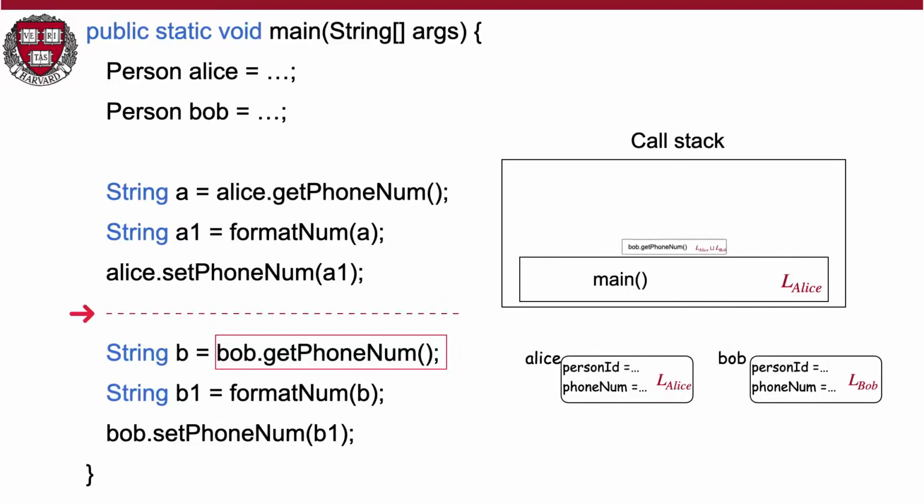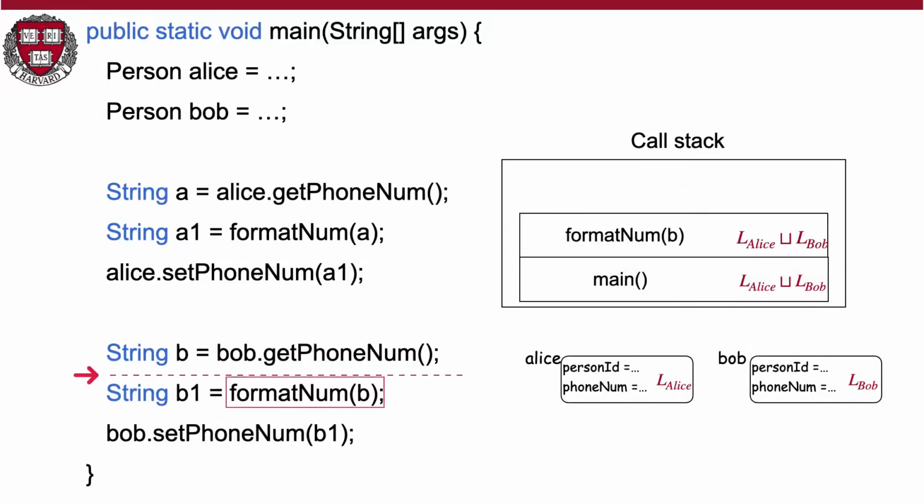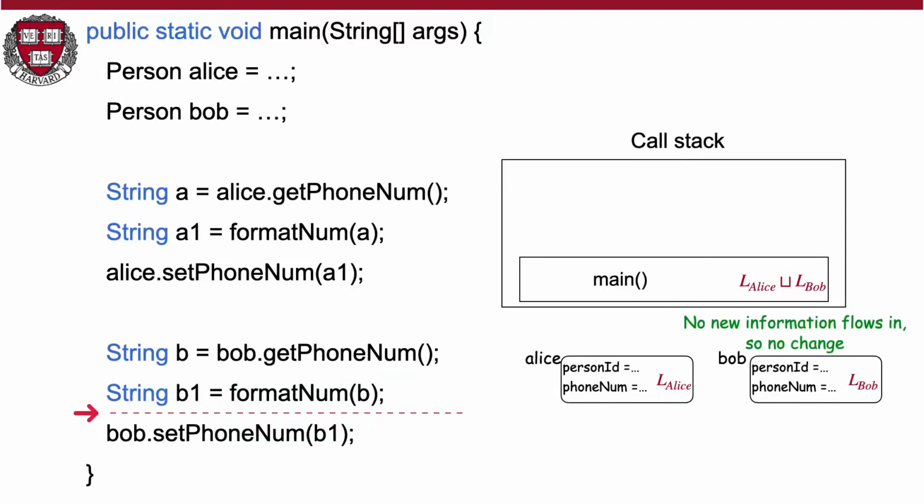When the callee returns, the caller's context label increases to the join of LAlice and LBob to maintain an upper bound. The method formatNumber is called again to format Bob's phone number. The callee doesn't read new information, so it returns with context label of the join of LAlice and LBob. The caller's context label is already an upper bound. Next, the call Bob setPhoneNumber is invoked to update Bob's phone number.